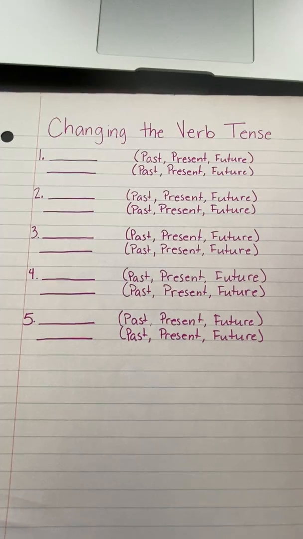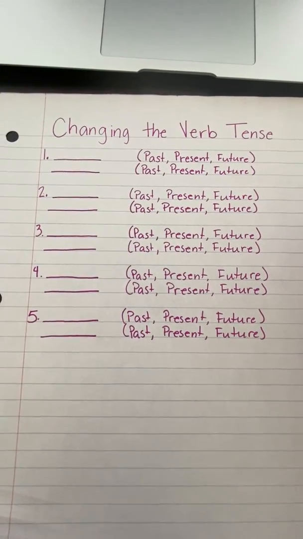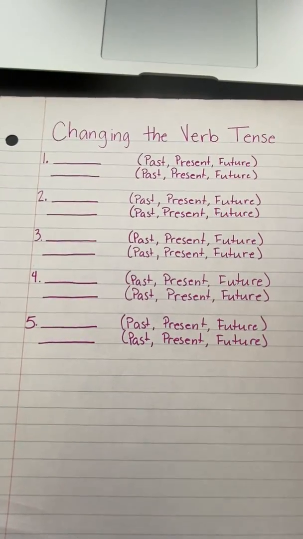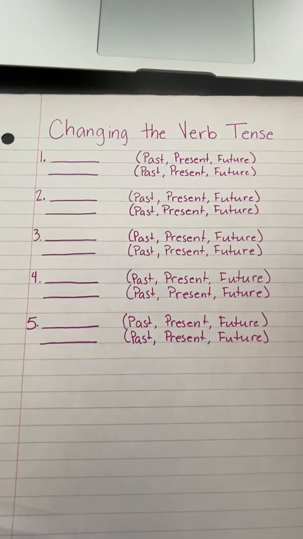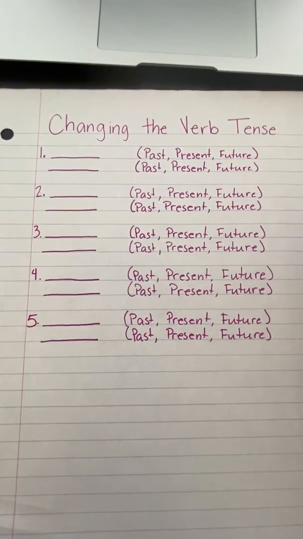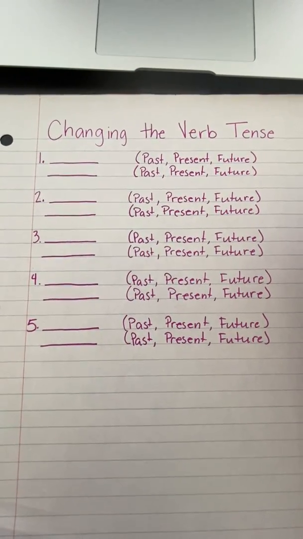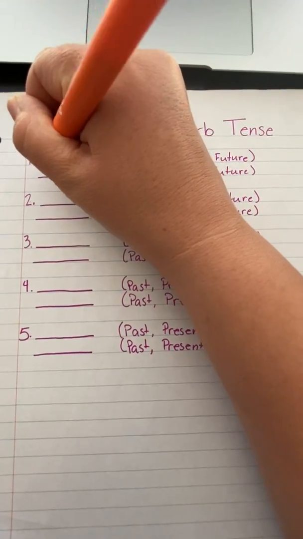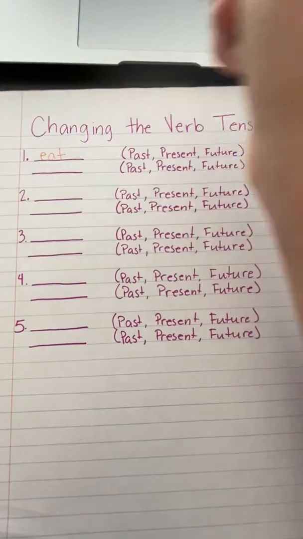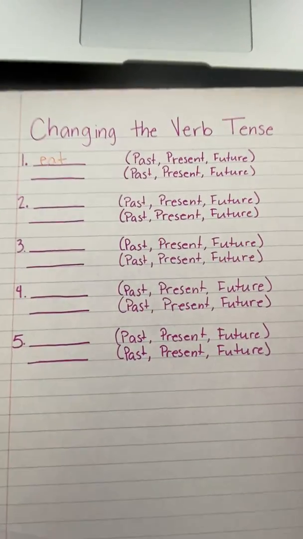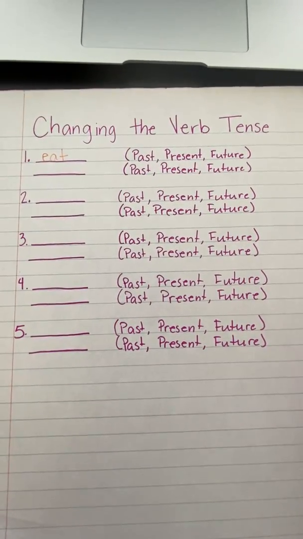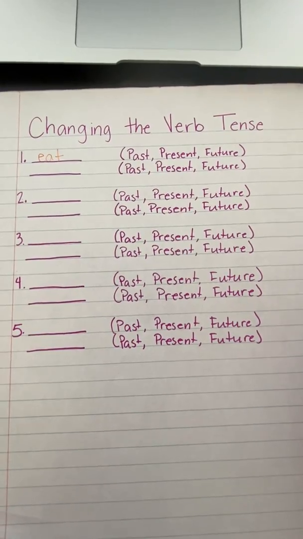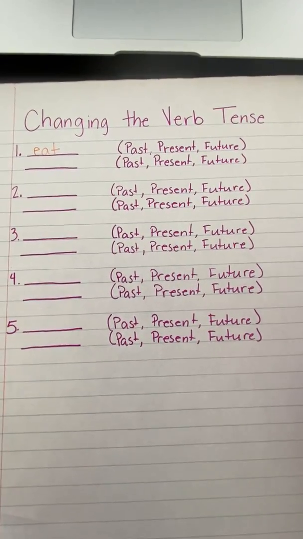Okay, so the first step is to start with a verb. So pick a verb, any verb. I'm going to give you guys the example of the verb eat. So I'm going to write the word eat on the first line of number 1. So I will put eat. Perfect. Now, the next step for this is to underline or circle what that verb tense is.